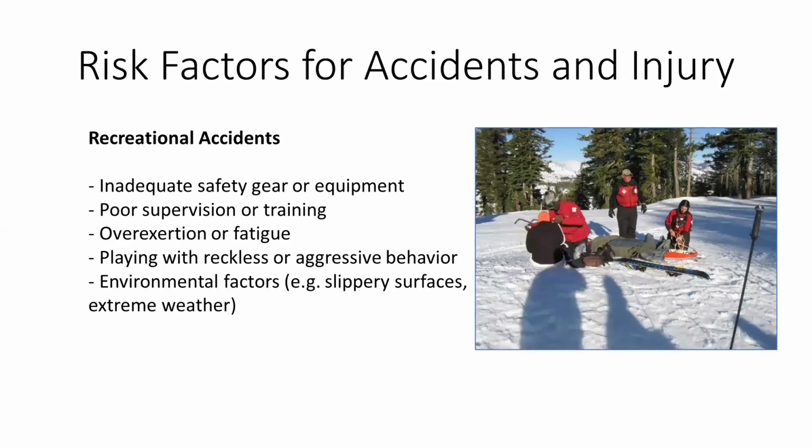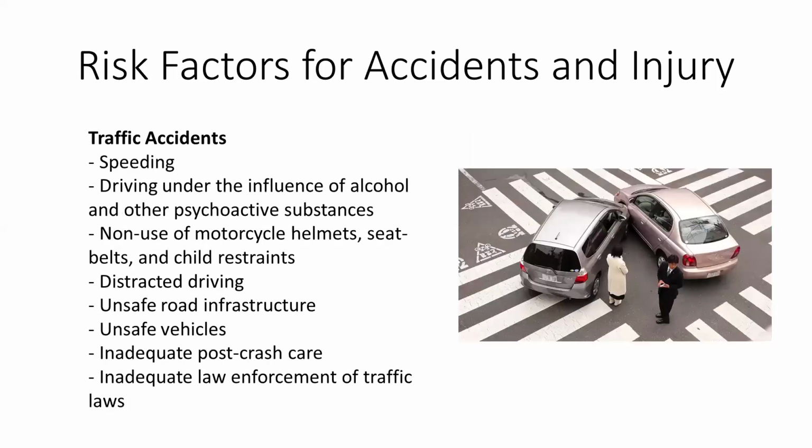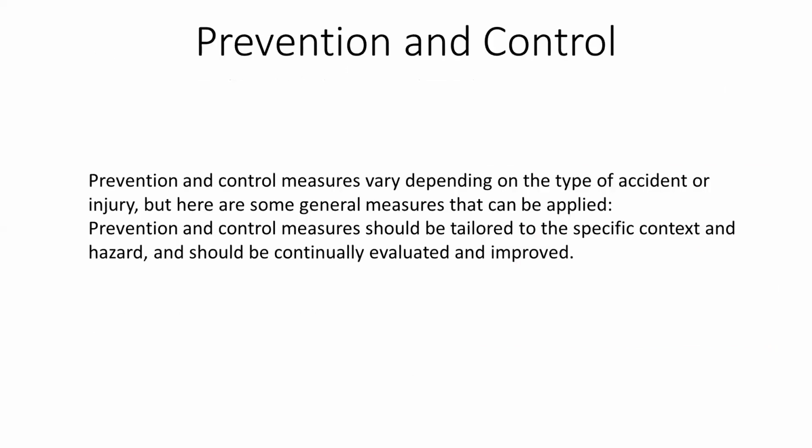Recreation accidents include inadequate safety gear or equipment, poor supervision or training, overexertion or fatigue, and of course, playing reckless or aggressive behavior. That is the same with sports accidents. And again, we are discussing traffic accidents that include speeding, driving under the influence of alcohol, non-use of motorcycle helmets, distracted driving, unsafe road infrastructure, unsafe vehicles, inadequate post-crash care, and inadequate law enforcement of traffic laws.